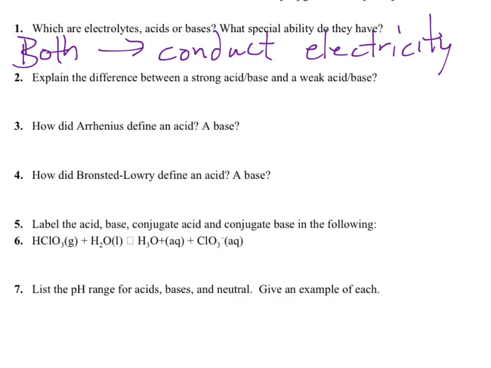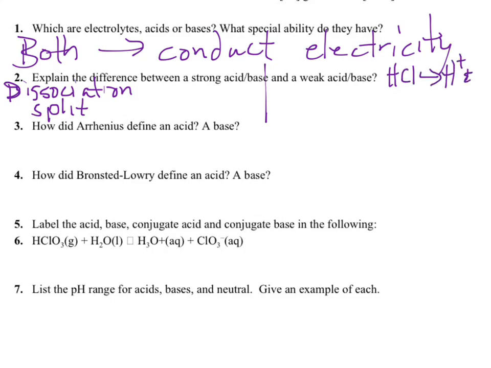Now if we move on to question 2, explain the difference between a strong acid and base and a weak acid or base. So it comes down to dissociation, or how they split. For example, hydrochloric acid will split into H plus and Cl minus. Because it does that every single time, and really well, when you put a whole crystal of them into water, they will immediately split. We call that a strong acid or base because they completely split or dissociate.